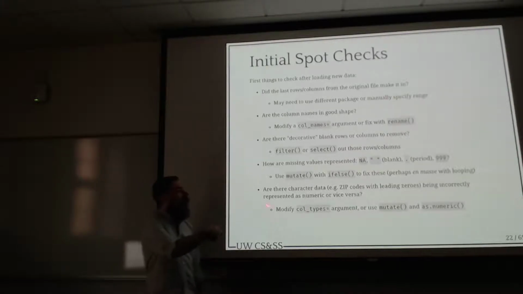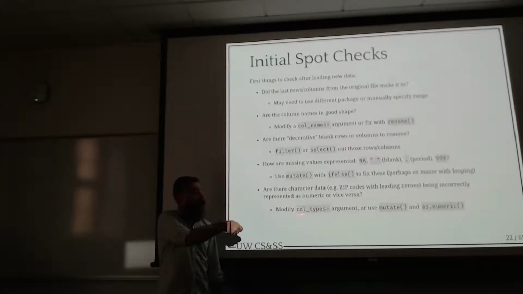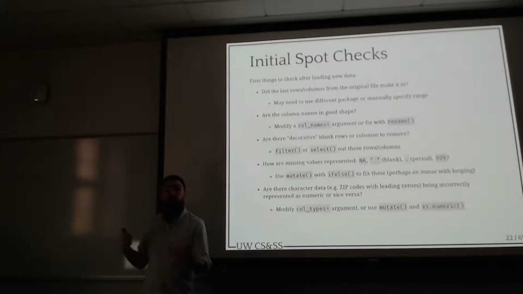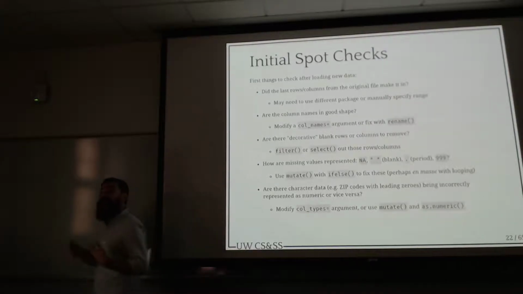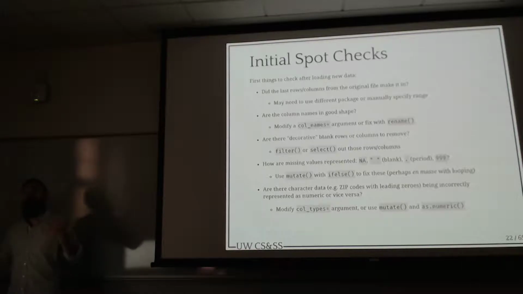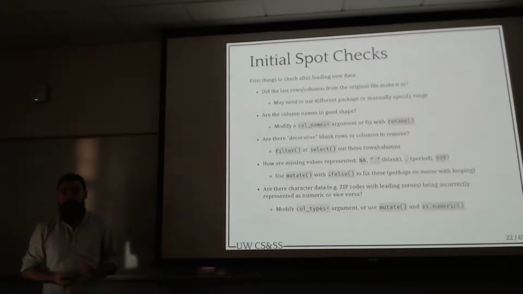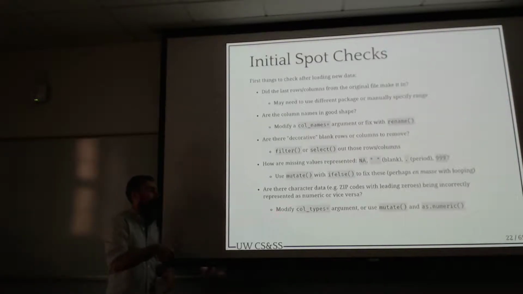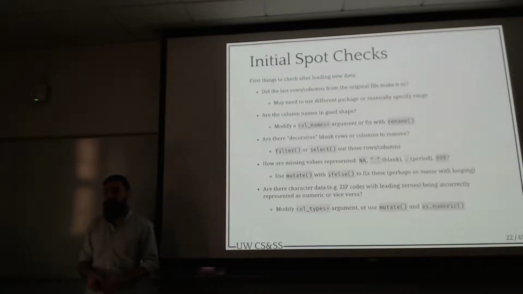You can tell it in col_types in read_CSV, you can tell it to load those in as character data instead. ID numbers in a survey are always character data. They have no meaningful numeric value. Make them character data, or when the data pop in, you can mutate and convert them to numeric or as character or whatever you want to do.